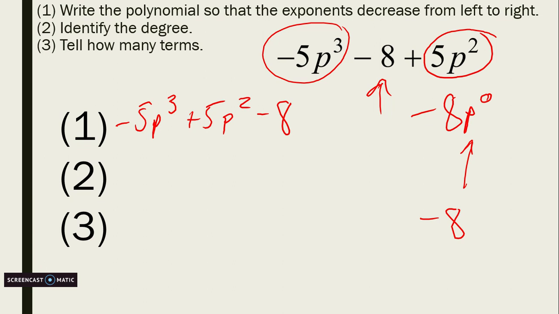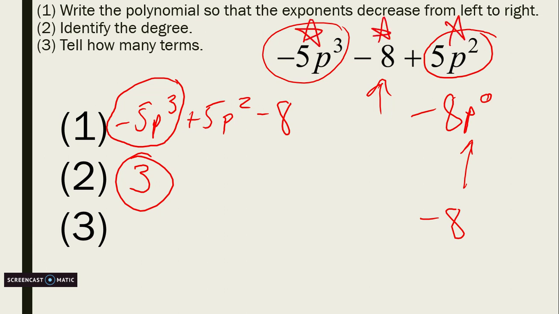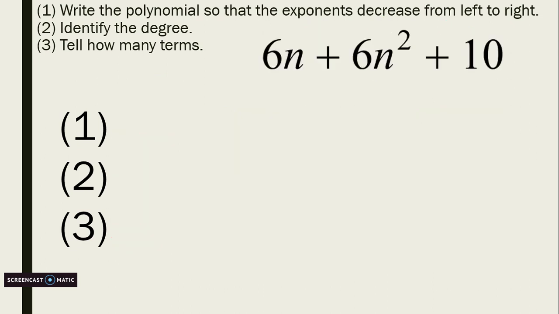Identify the degree. Well, since we wrote it from largest to smallest, the degree is 3 because that's the exponent of the highest degree term. And tell how many terms. Well, terms are separated by addition or subtraction. Since I have 2 addition or subtraction signs, I'm going to have 1, 2, 3 terms. So in this case, the degree and the number of terms just happen to be the same, but they're not really related at all.